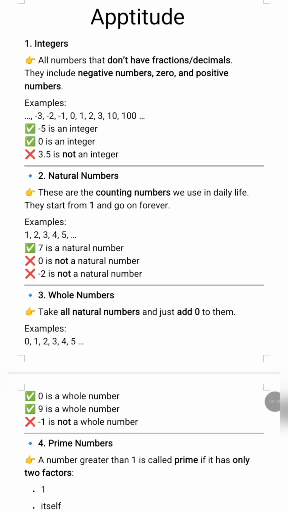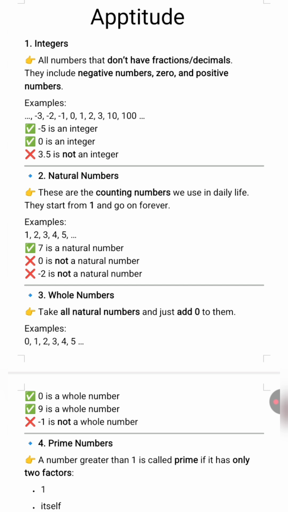Today we are going to start with aptitude. Now, what is aptitude? Aptitude simply means the ability to solve problems quickly and correctly. We actually use aptitude in daily life without even noticing.